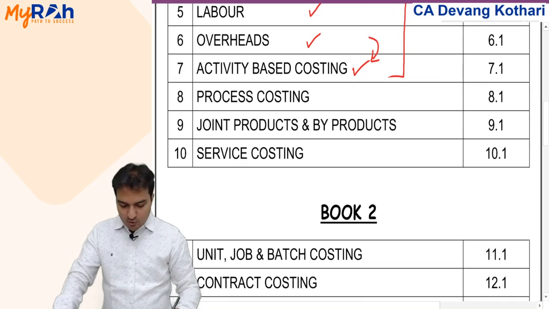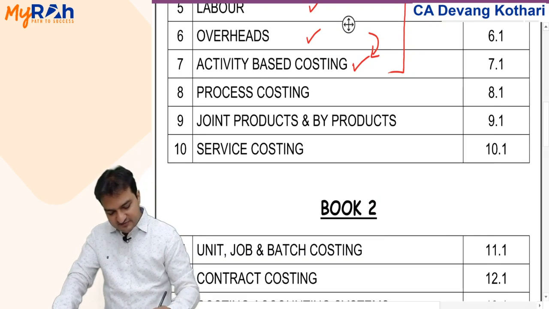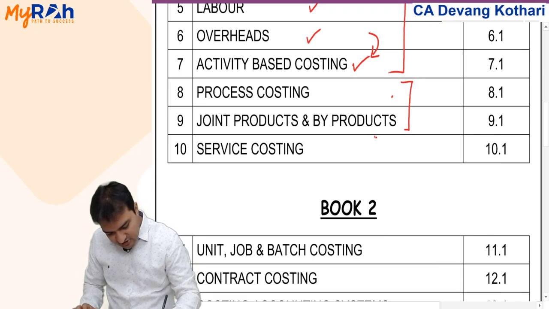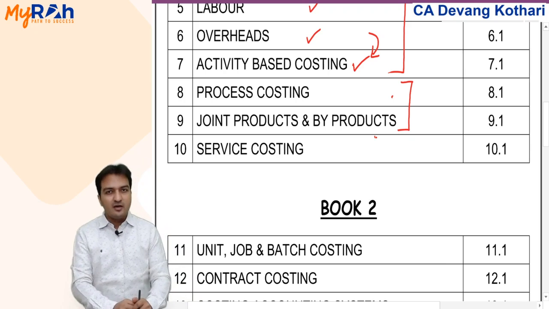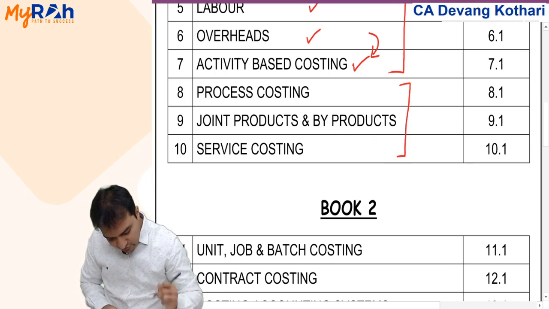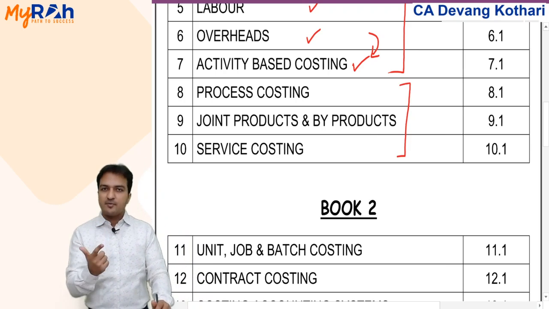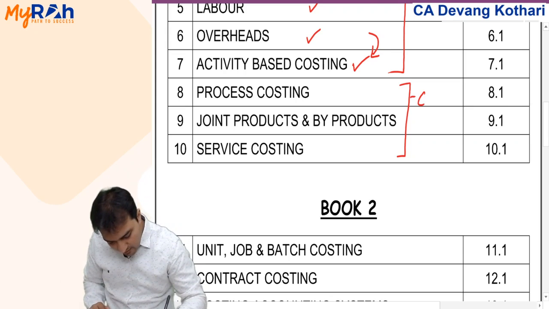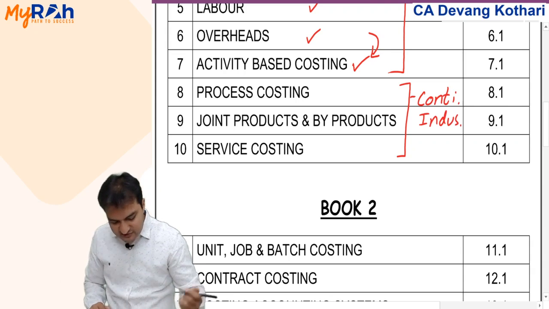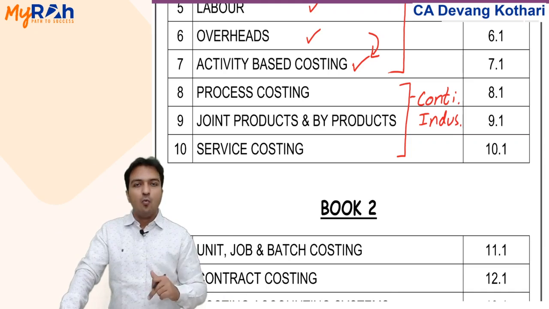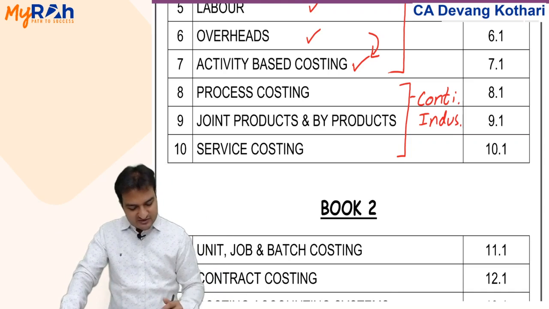Further, process costing and joint products. These two chapters are also a bunch of chapters together. In fact, let us make a bunch of these three chapters together: process costing, joint products and byproducts, and service costing. These are the chapters that we learn under continuous industry. We just saw what order based and continuous industry were. These are the three we learn under continuous industry. What is there in these three chapters, we'll see when we start those chapters.